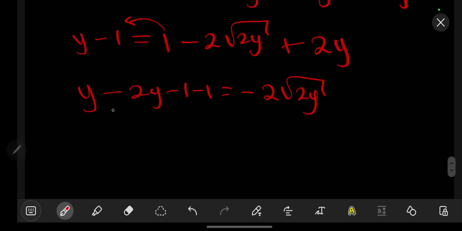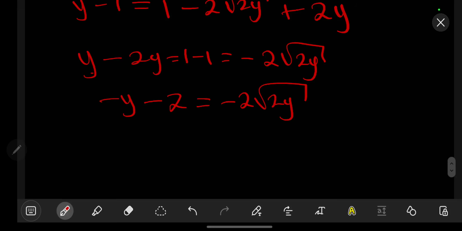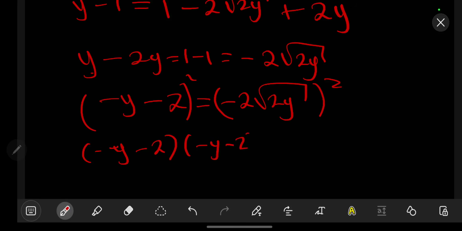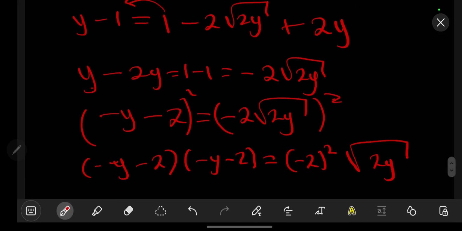So this will give us y minus 2y, it will give us a negative y, minus negative 1 minus 1 is negative 2, should be equal to negative 2 root of 2y, like that. So from here, what we are going to do is, again, we square to get rid of that. So we are going to square that as well. So this means that we have negative y minus 2, negative y minus 2 squared should be equal to negative 2 squared by the square root of 2y squared.